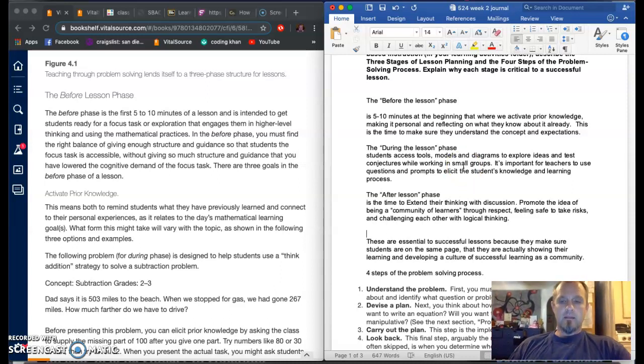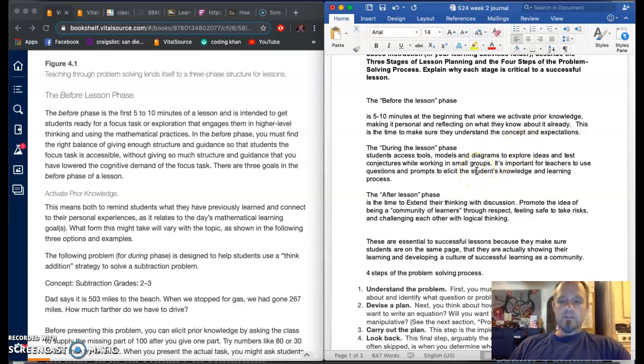The after lesson phase is where we can encourage students to elaborate their thinking, to promote the idea of community, keep the discussion going after about what they have learned, and help them to continue to challenge each other with logical reasoning, as well as develop a safe environment so that they can all feel safe as a community to take risks with each other and maybe ask more questions than they normally would or give more answers than they normally would, as part of this culture that we create after the lesson.